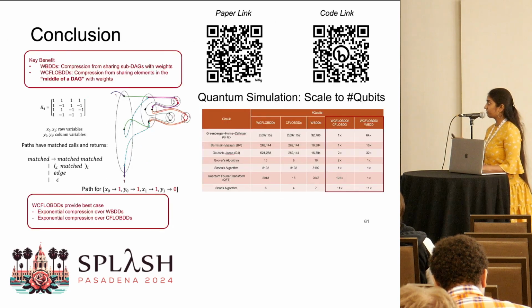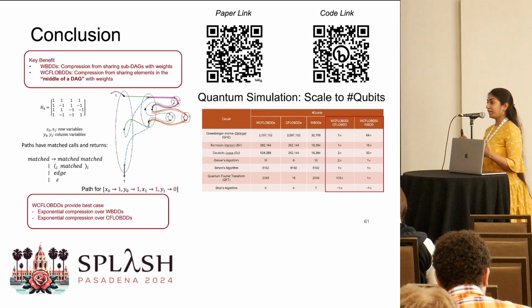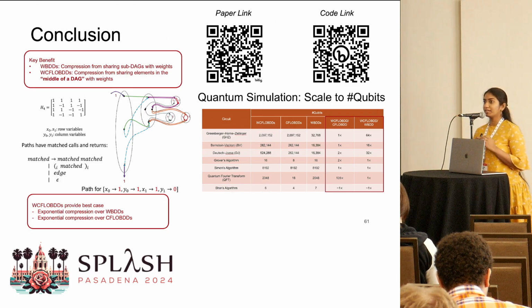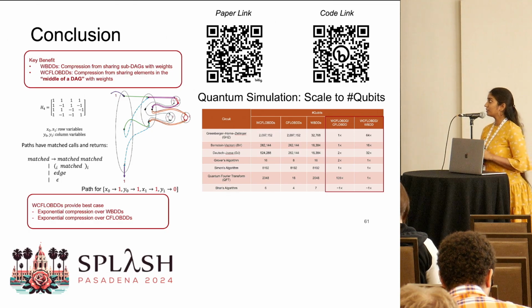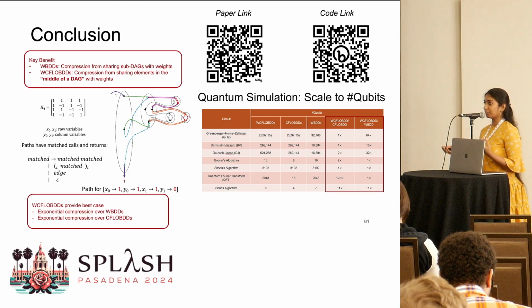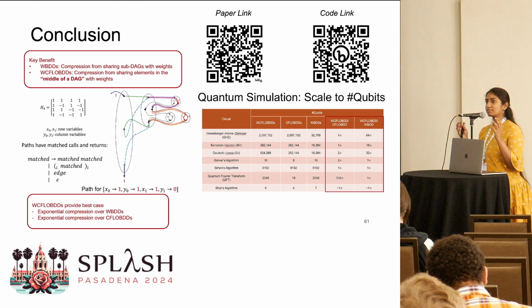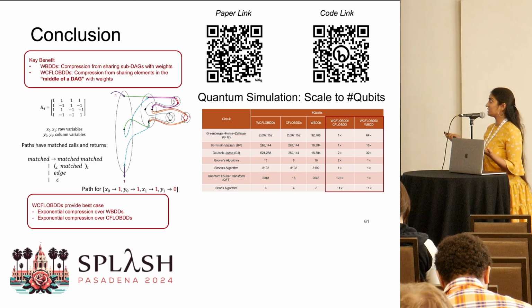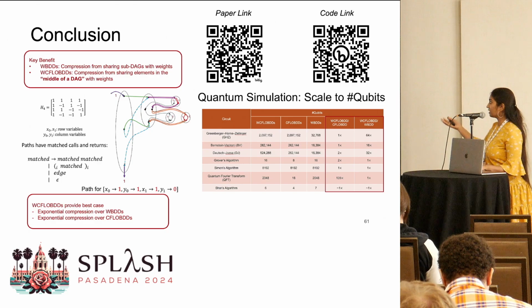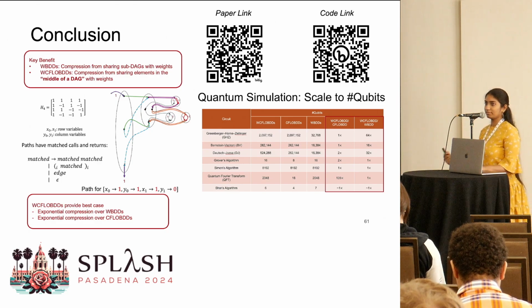So to conclude, weighted CFLOBDDs give exponential compression over weighted BDDs and CFLOBDDs, where weighted BDDs get their compression from sharing sub-DAGs, and weighted CFLOBDDs get the compression from sharing the middle of a DAG. And adding these extra weights to the structure gives you the ability to scale to problems where you have large output size. And we see this in case of quantum simulation, where you're able to scale to a much larger number of qubits. Thank you.